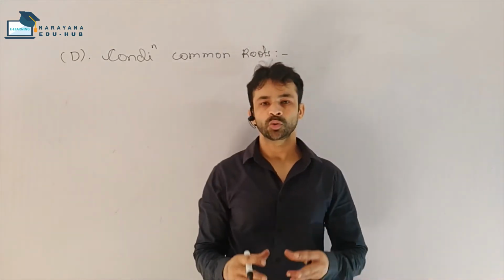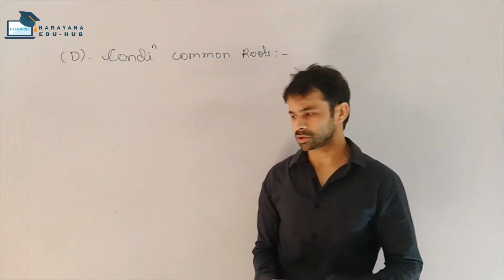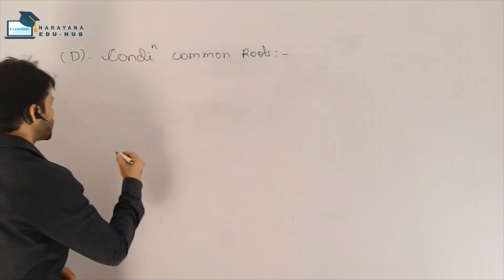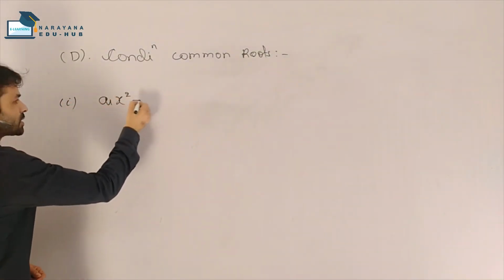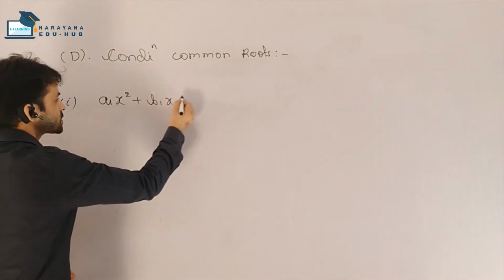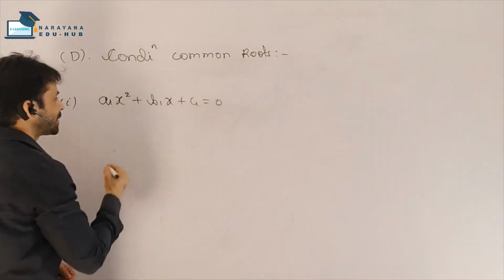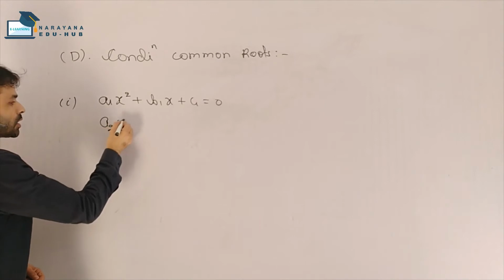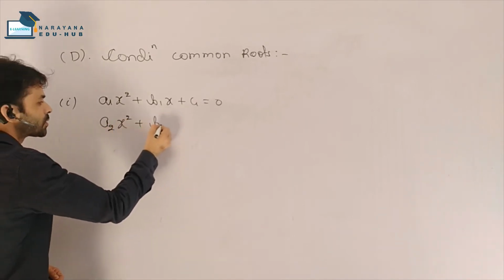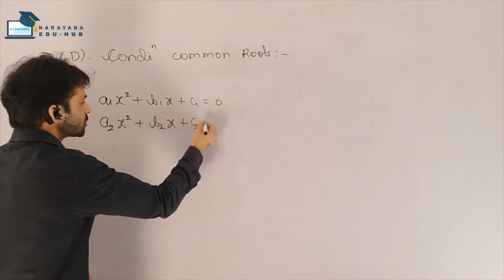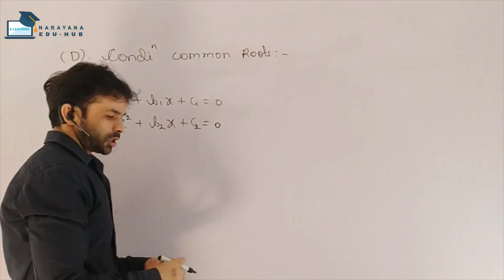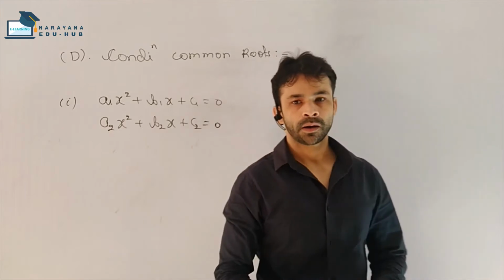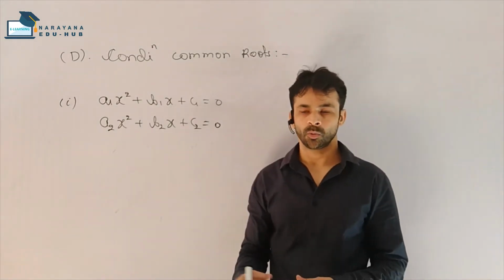So here you have two equations. Actually you will be having two equations. So let's say one is a1x square plus b1x plus c1 equal to 0, and the other is a2x square plus b2x plus c2 equal to 0. Now you can have two cases. First case, let's say one root is common.